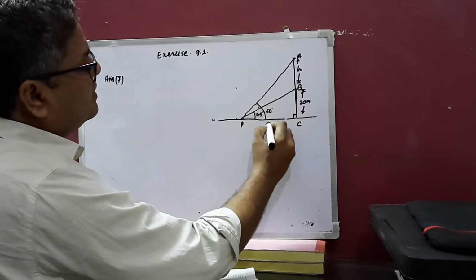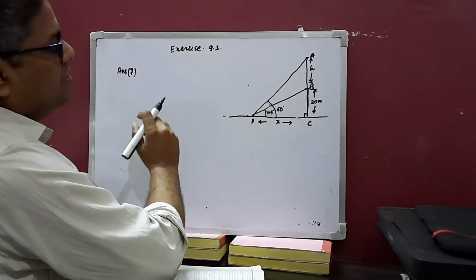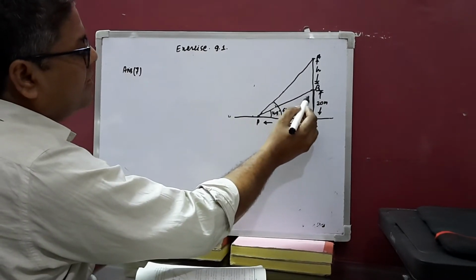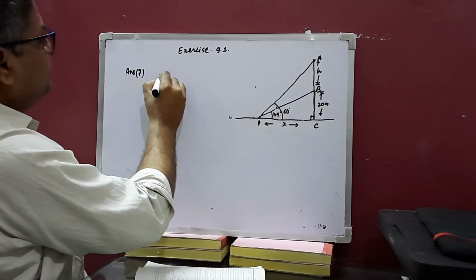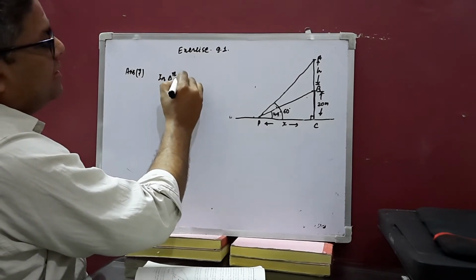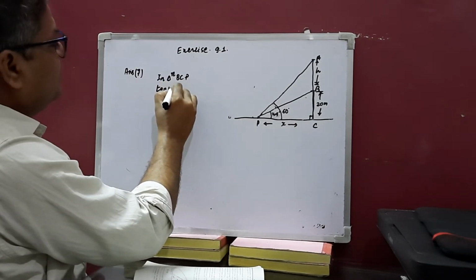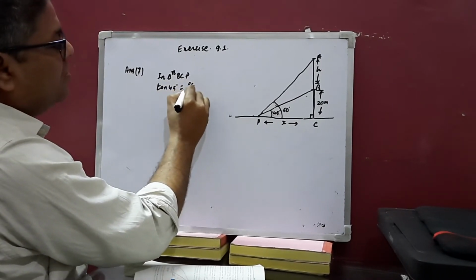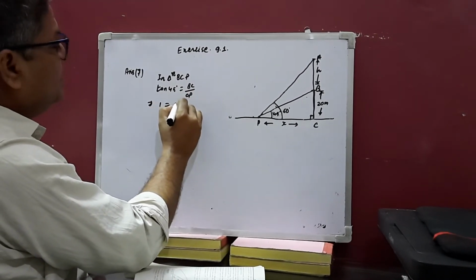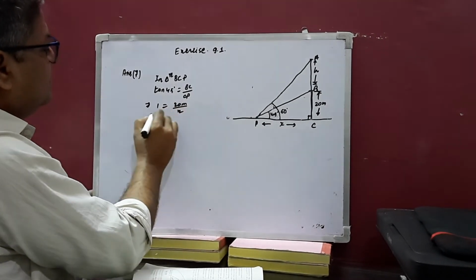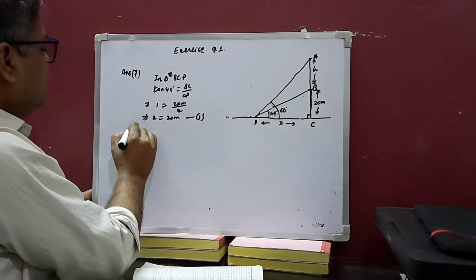Okay, this is x, and let us suppose this is x. First of all, you will take the right triangle BCP, and tan 45 degree is equal to BC upon CP. The value of tan 45 is 1, and BC is 20 meter, and this is x, so x is equal to 20 meter. This is first.